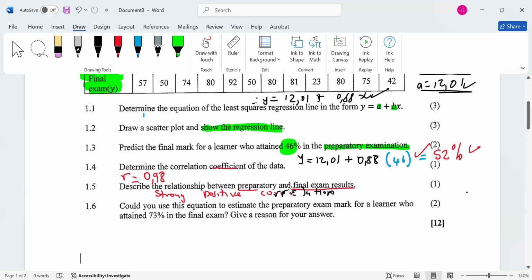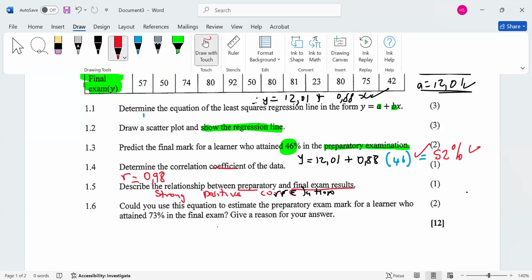Now, this one is the one that killed almost all of us. Who got this one? It's one person, if I remember. It was Lina, the only person who got this. They were saying, could you use this equation to estimate the preparatory examination for a learner who obtained 73 in the final exam? Give a reason for your answer.